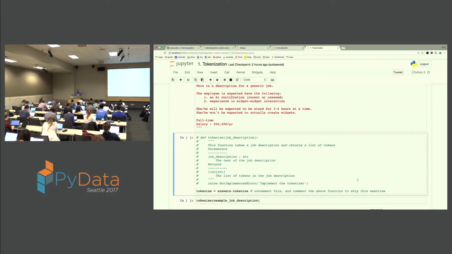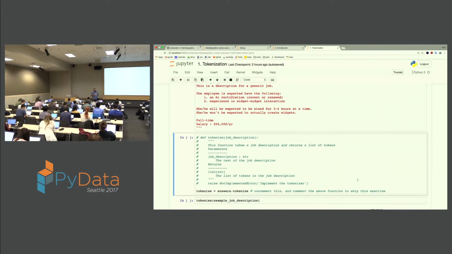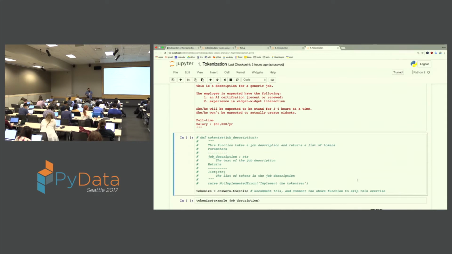So just to get an idea, how many people are still working on it? Okay. Is anyone finished? I got it working on space by space. Okay, based on space, okay. How do we split on multiple things? So you might want to do something like a regex. Are you familiar with Python's regex module?